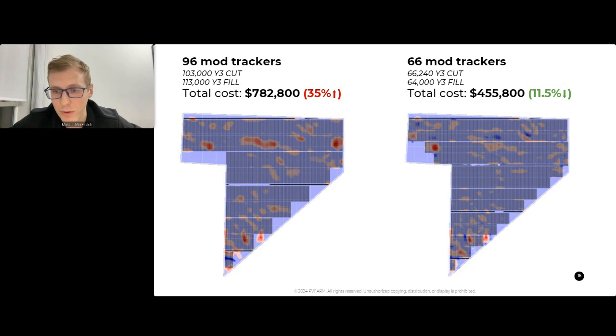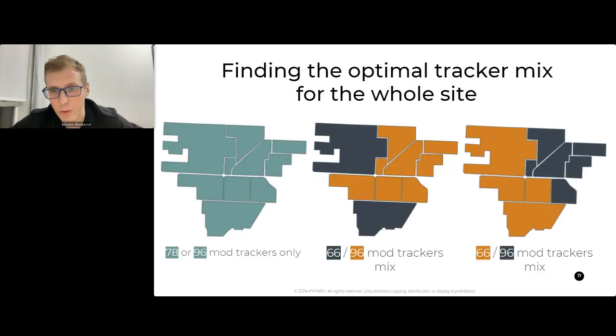Okay, so let's go further and jump into finding the optimal tracker mix for the whole site. It's a very exciting exercise, which requires a whole bunch of scenarios to be considered. Usually people upstream don't have time to do that at a very early phase of the project, and people cannot do it downstream either, because the decisions have already been made, and it will require many considerations. So for this particular site, as you can see, we have multiple parcels, and we thought, let's run a couple of different analyses. We could use 78 mod trackers for the whole site, or 96 mod trackers for the whole site, or we could mix trackers.